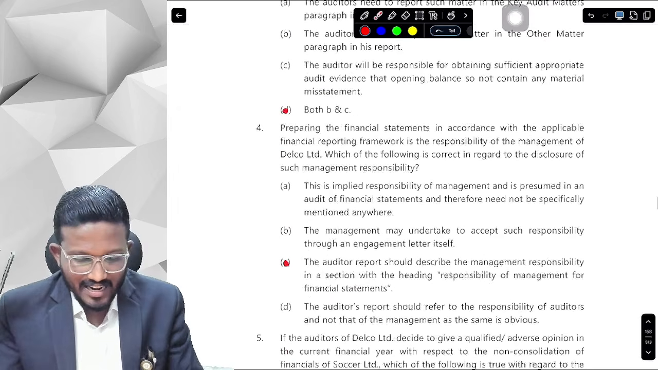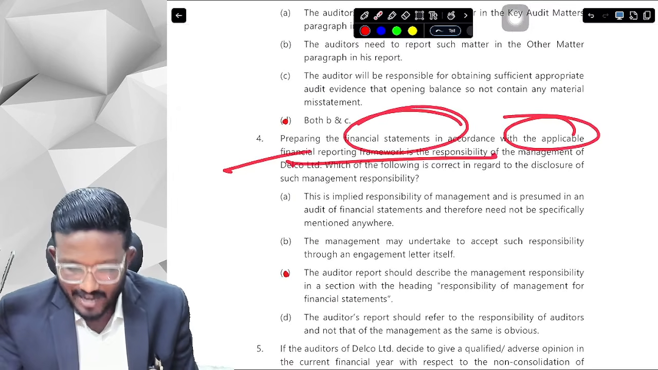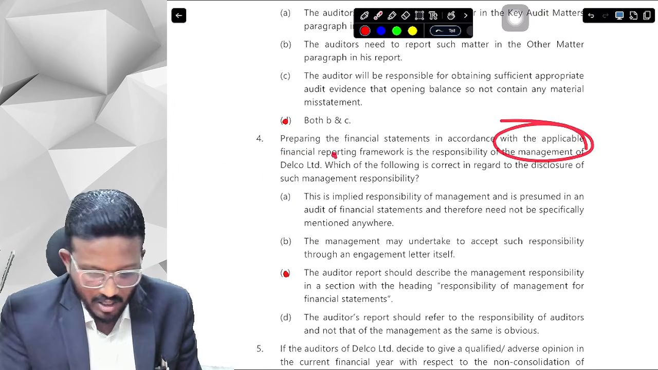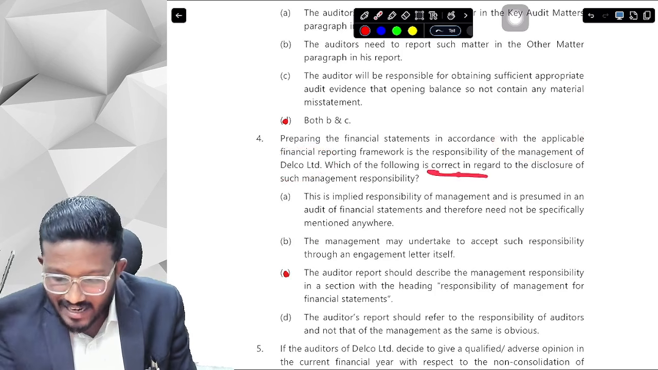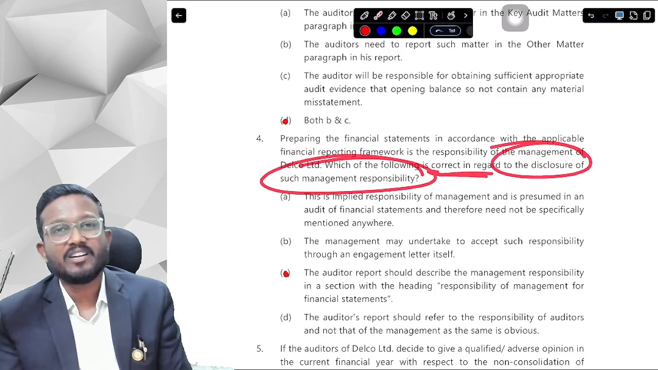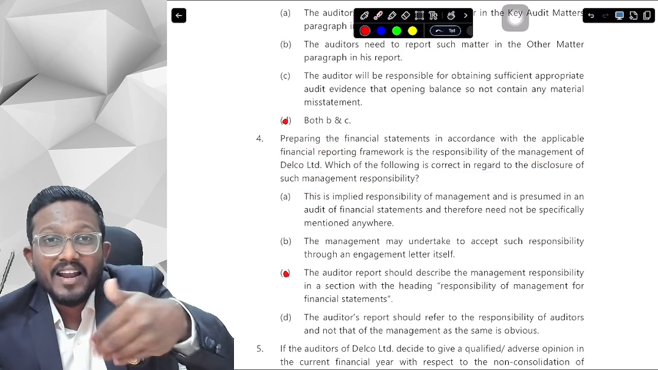Next, we are preparing the financial statements as per the applicable financial reporting framework, and this is the responsibility of management of Delco Limited. Now, which of the following is correct with regard to disclosure of such management responsibility? So where do we disclose the management responsibility?